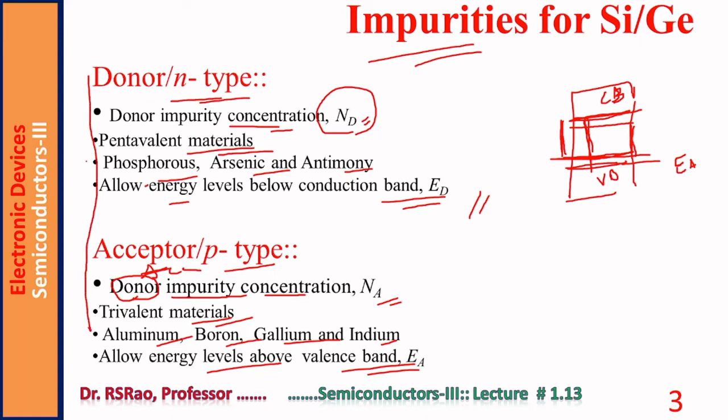One point to be mentioned here. These impurities are meant for silicon and germanium. In case of gallium arsenide, these impurities do not work.